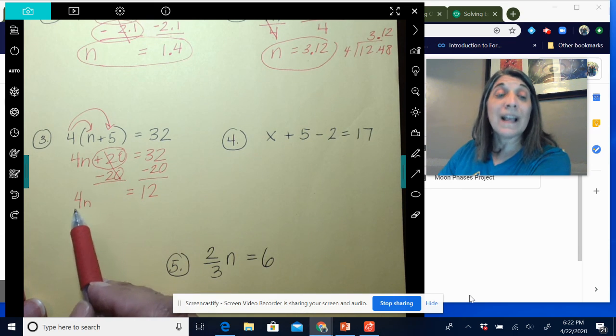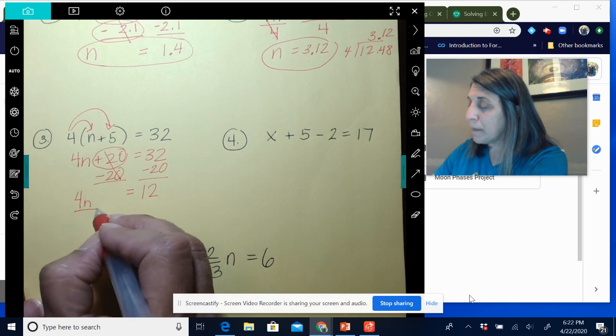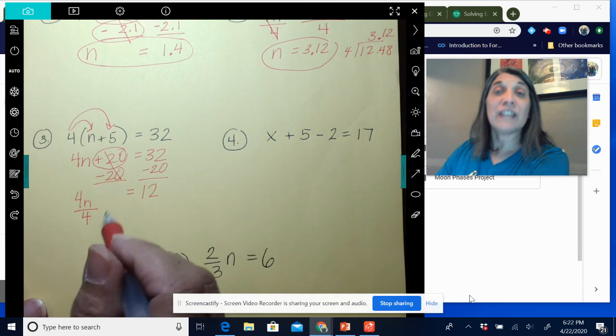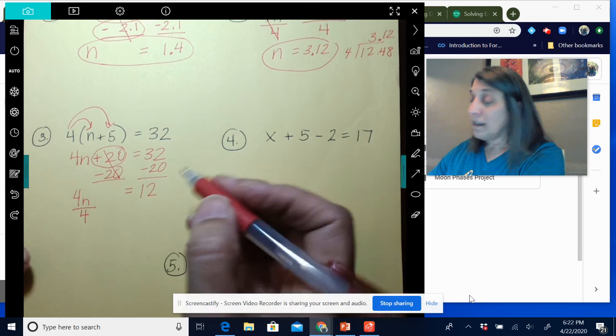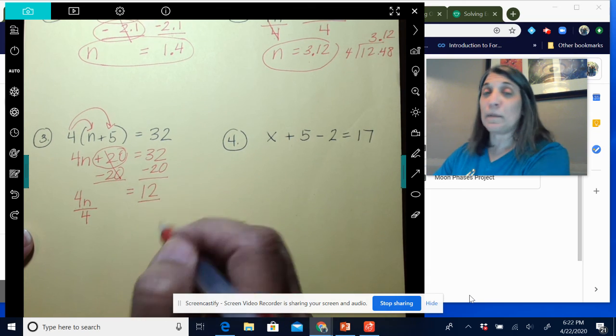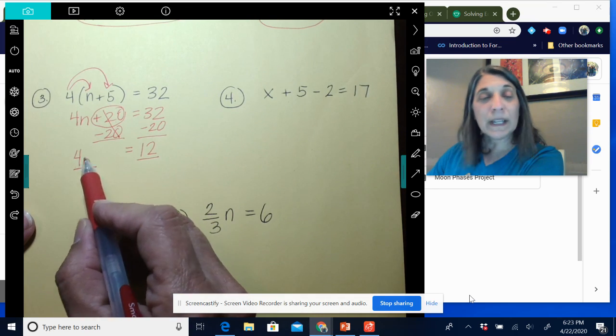And this is 4 times n. So it's a multiplication problem. So I'm going to put my division bar. Again, don't put another line. Don't put a division sign. Just a division bar. Y'all can do this. I know you guys can show me your algebra skills. Don't be putting all these elementary school math symbols in there when we don't need them. Okay, we don't need it.